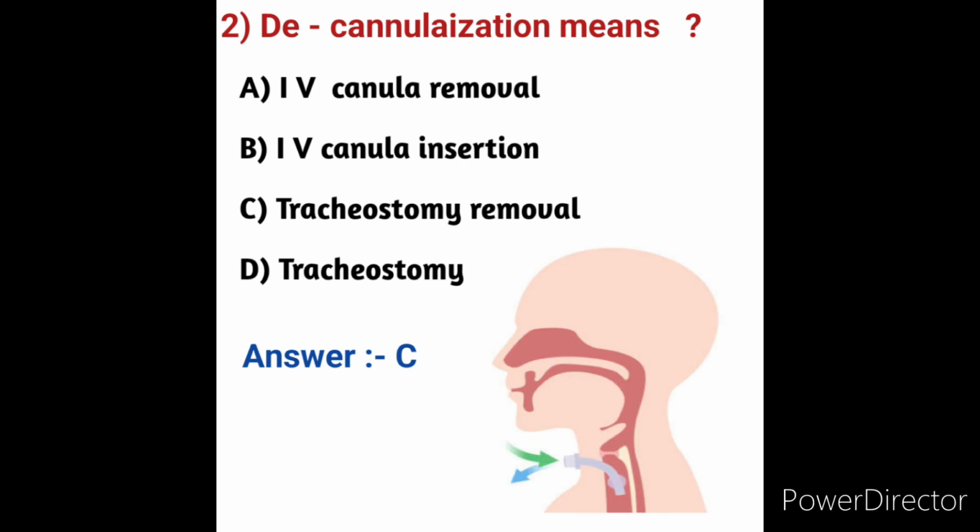Here in this picture we can see the tracheostomy tube. The tracheostomy tube is a wired pipe inserted into the trachea for prolonged ventilation, means for a long period of ventilation we are using tracheostomy for ventilation. Next, move on to question number 3.